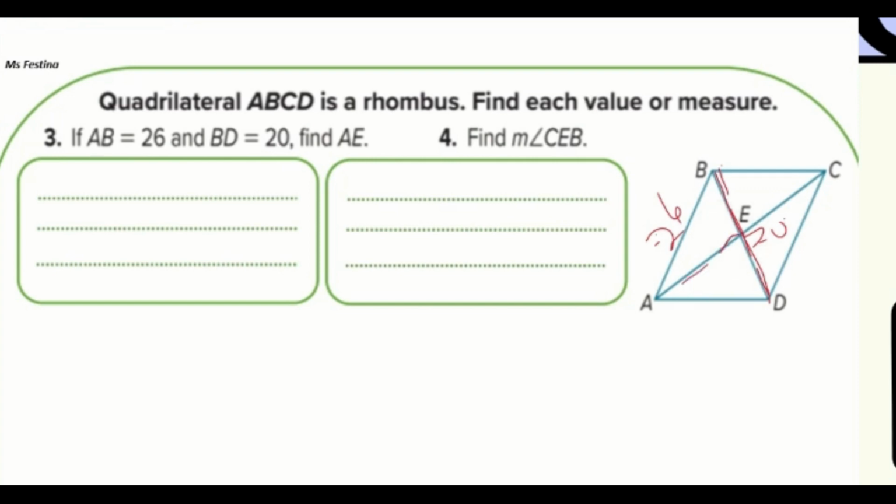AE. AE is this one here, so let me use a different color for AE. So we need to find AE right here, on the blue line. Now we are working with this triangle here. What we know about the diagonals of a rhombus is that they bisect each other. So if this line is bisected, BE is going to be 10 because it's half. So 10.